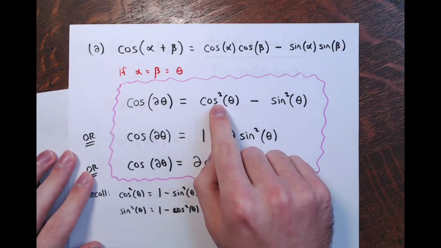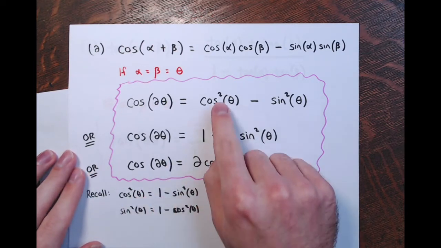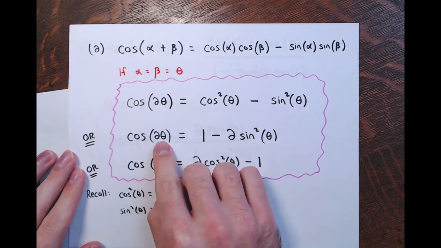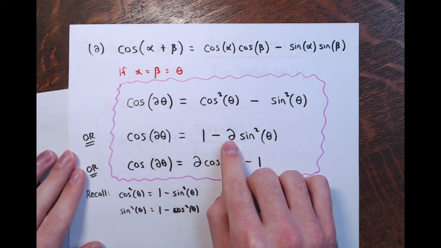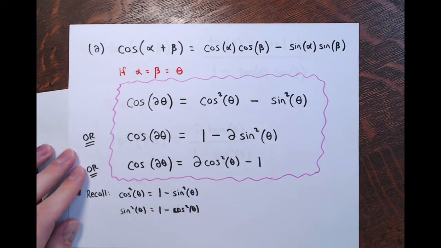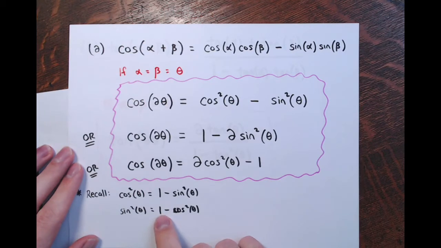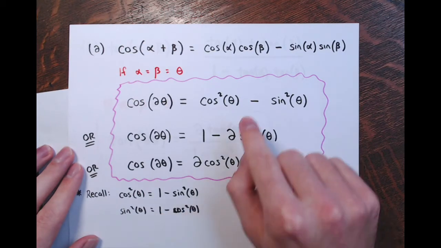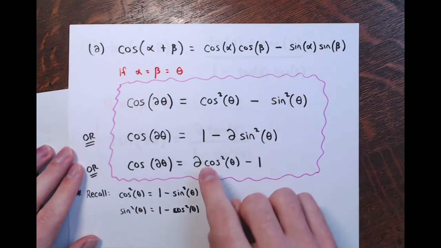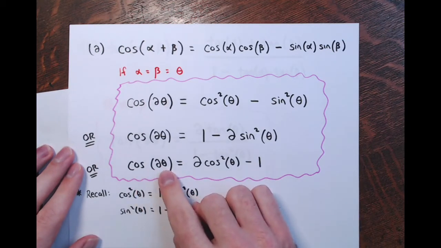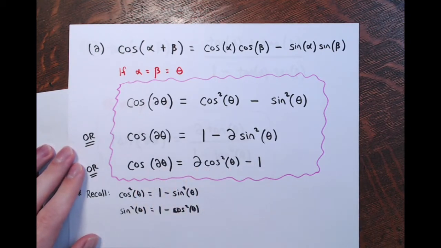And if you replace cosine squared with 1 minus sine squared, you'd get cosine 2 theta equals 1 minus 2 sine squared theta. And if you replace sine squared theta up here with the quantity 1 minus cosine squared theta and then distribute the negative, you're getting this one. The cosine of 2 theta equals 2 cosine squared theta minus 1.